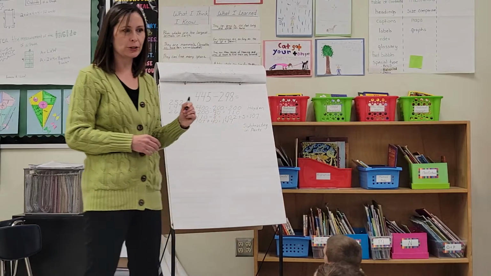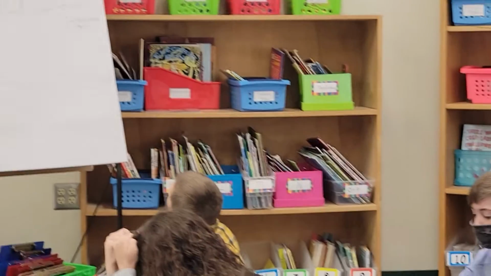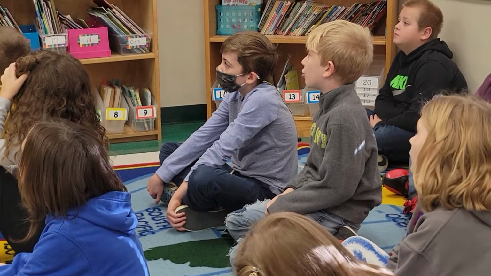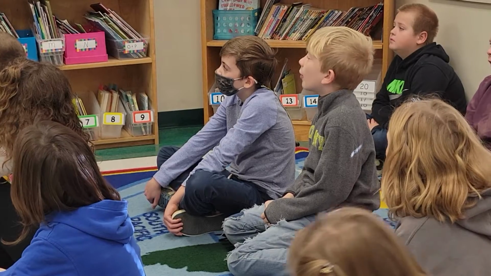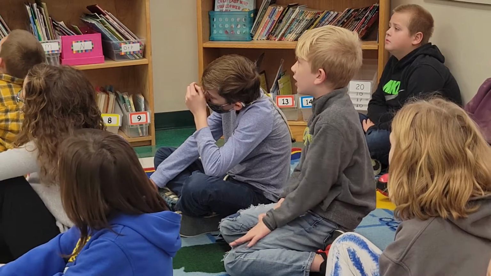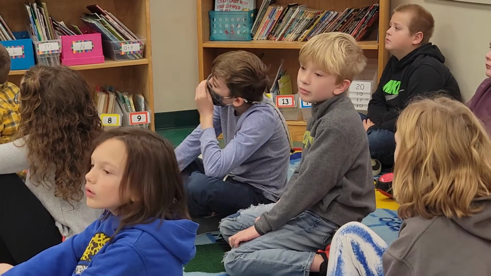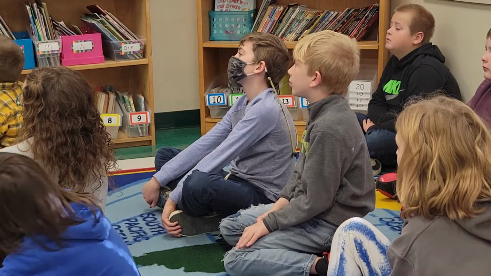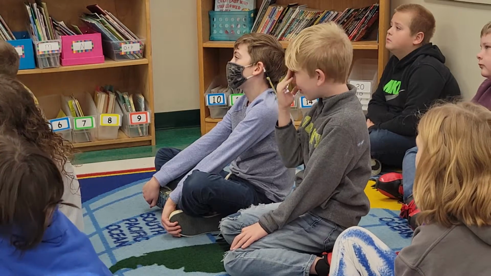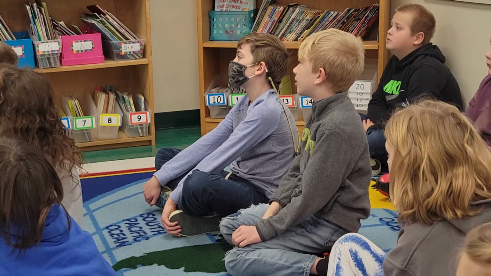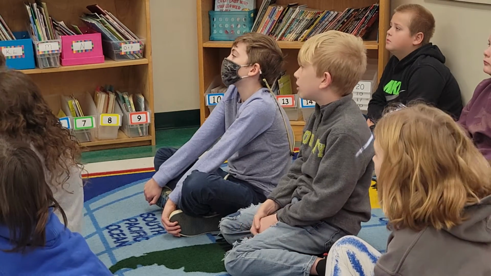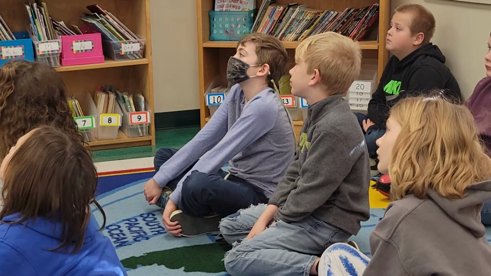Okay, somebody else want to share their strategy? Camden, what were you thinking? I really want to make this as short as possible, so I did 400 minus 298 equals 102. Okay. Plus 40. So 102 plus the 40 gave us 142. Plus the 5? Yeah. To get 147?